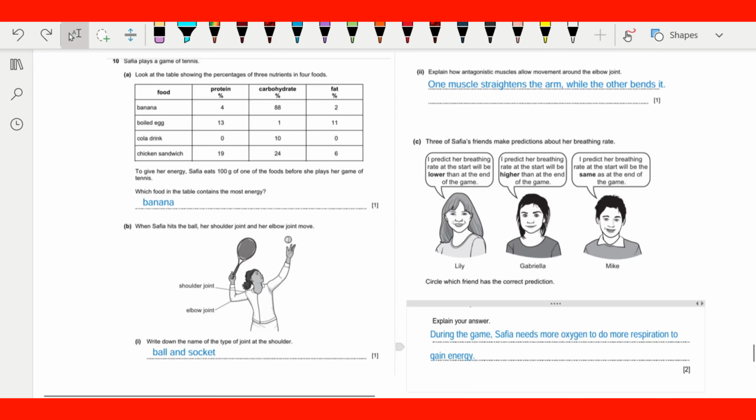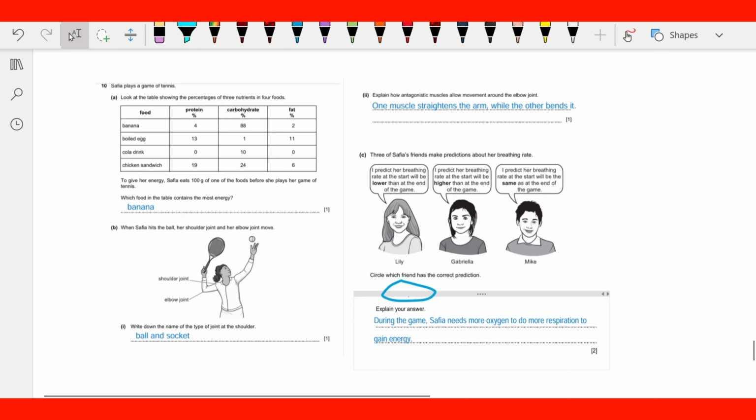Okay, let's check out the answer. So the correct answer should be Lily, as during the game Sophia needs more oxygen to do more respiration to gain energy. So that's the answer, guys. Alright, let's move on to the next question.